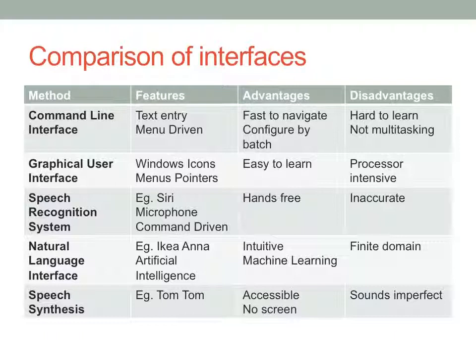And then finally, we've got speech synthesis, which just requires a computer and a speaker. A good example of which is TomTom for the satellite navigation system. It's really accessible, so people who are blind, who can't see the screen, could be using it. And also, it's very good for when you've got your attention on something else, and so you don't have a screen to look at. However, the sound does sound a bit creepy, and so it's not quite perfect human speech.